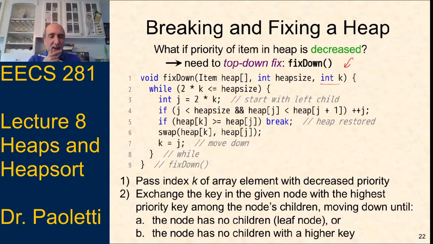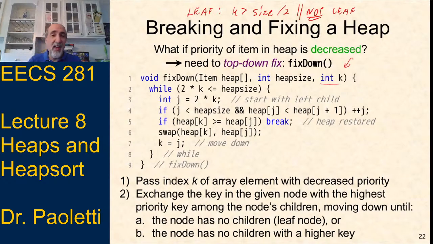So now we've got a while loop again. While 2 times k is less than or equal to the heap size. So remember we said it's a leaf node if k is greater than the size divided by 2. Well, what we need to know now is what if it's not a leaf node? Because if it's not a leaf node, we have to keep going.